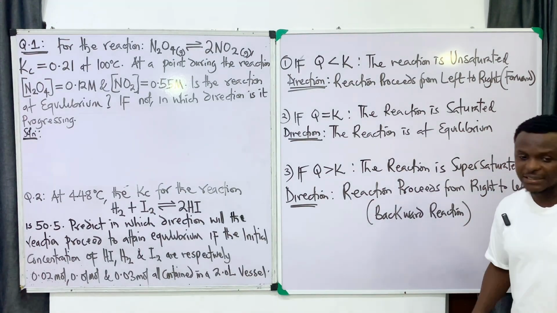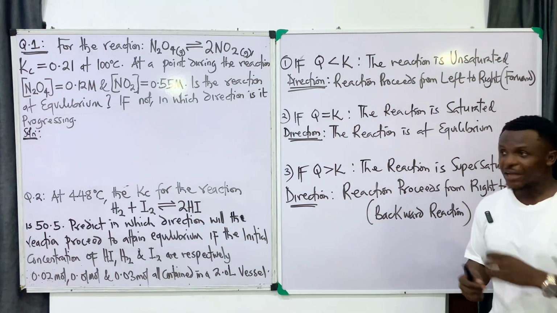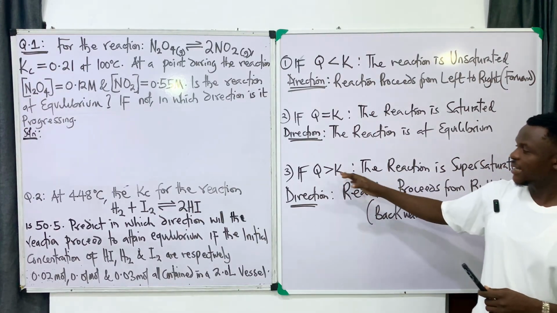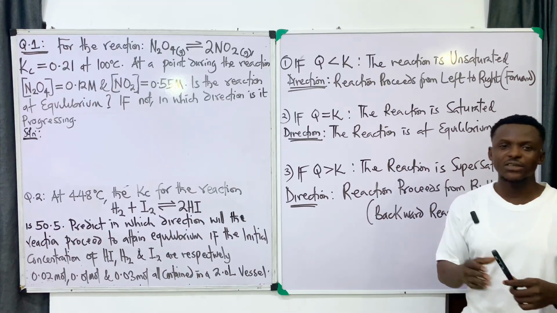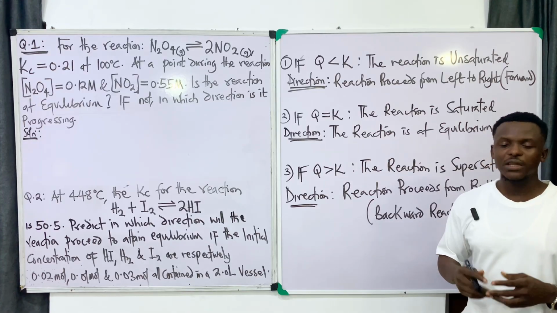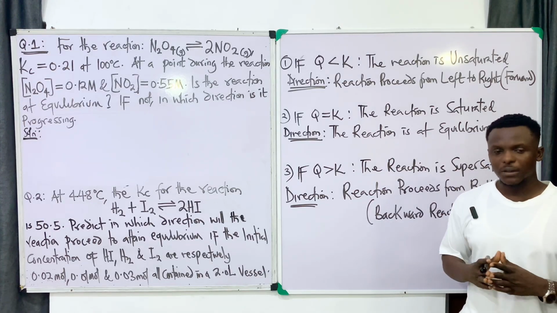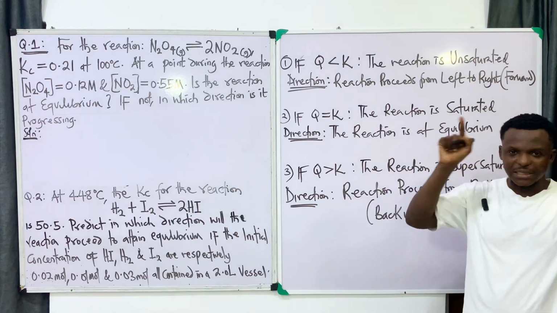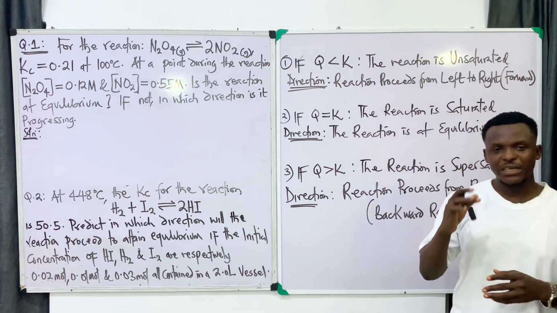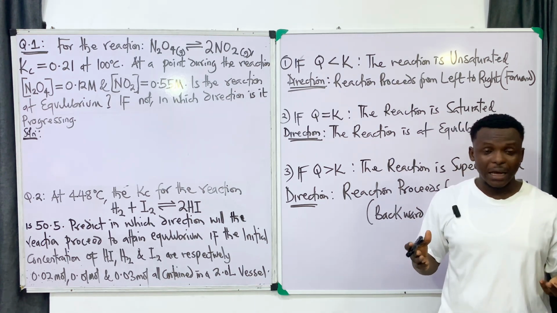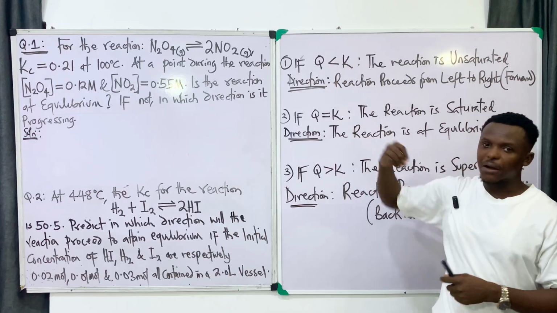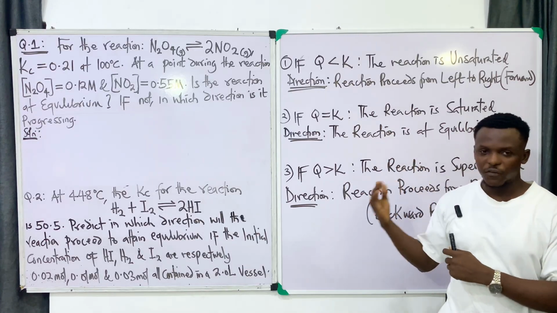So having said this, like I said, once they give you a question and you're asked to predict the direction of the reaction, you should always look out for the equilibrium constant, K. It will always be given, either in terms of Kc or in terms of Kp. So all you have to do is solve for your Qc or your Qp, depending on the parameters given to you. If they give you the parameters in terms of concentration, that is in square brackets, you have to solve for your Qc. If they give you the parameters in terms of partial pressure, you have to solve for your Qp. And at the end of the day, you have to compare with your K.